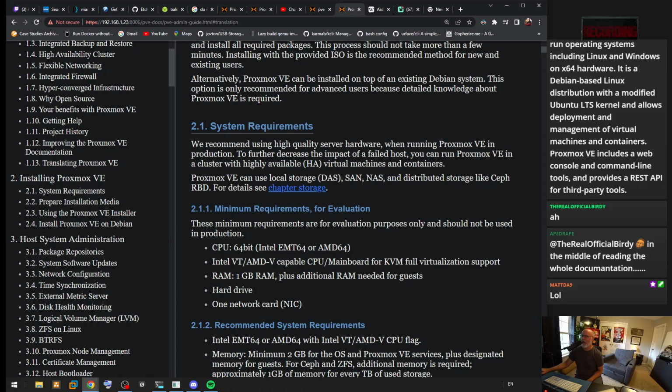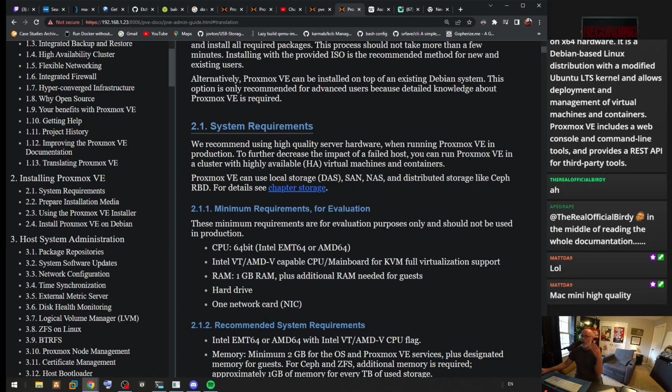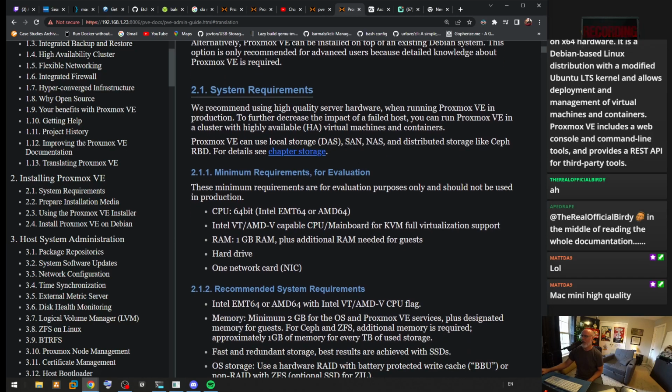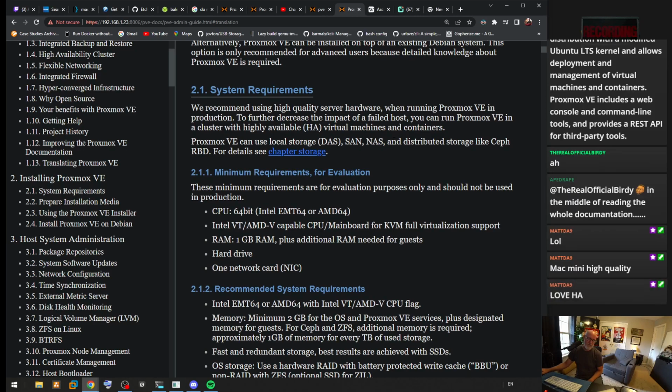To further decrease the impact of a failed host, you can run Proxmox VE in a cluster with high availability virtual machines and containers. And we read about that earlier. That looks really fun. Mac Mini is very high quality. Yeah, it is. Dog, stop barking. All right, Proxmox VE can use local storage, DAS, SAN, NAS. She wants me to open the door.